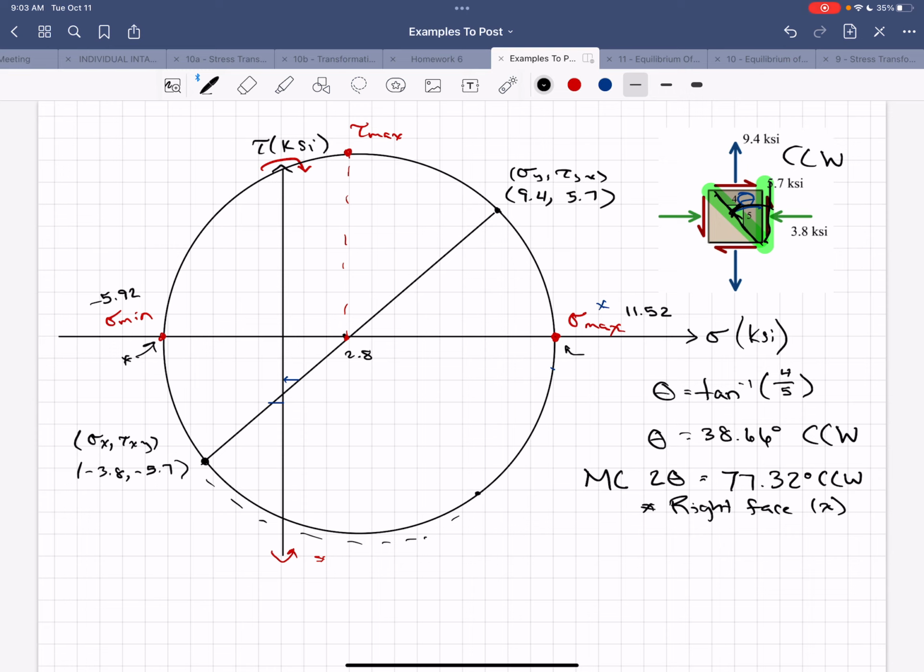Okay. So then we draw a line from that point through the center all the way to the other side, because this will be our new sigma x, tau xy, and this up here will be our new sigma y, tau yx. All right.